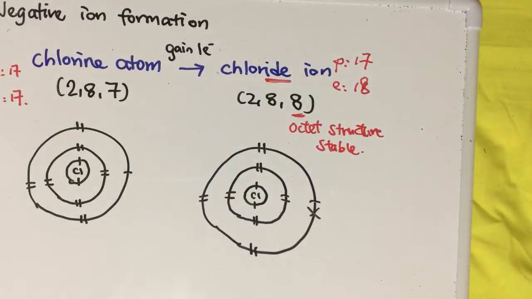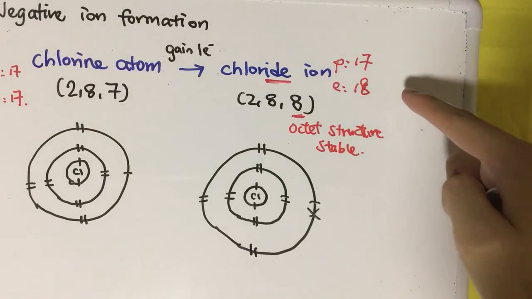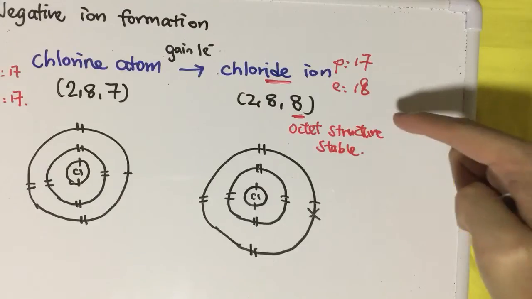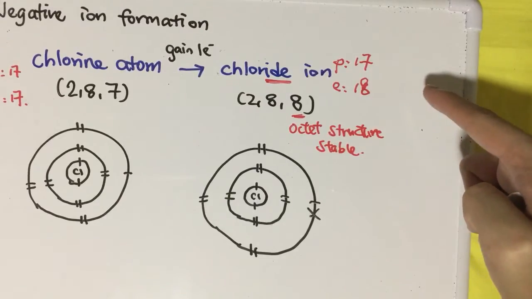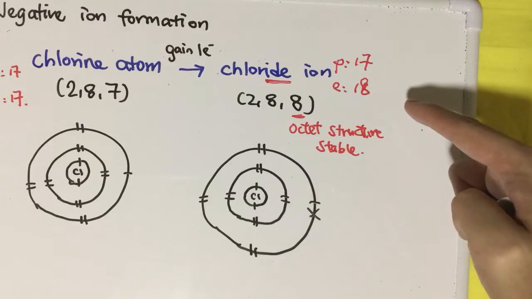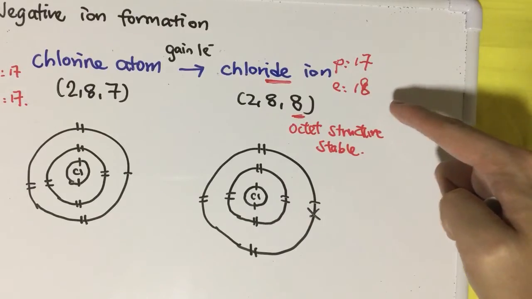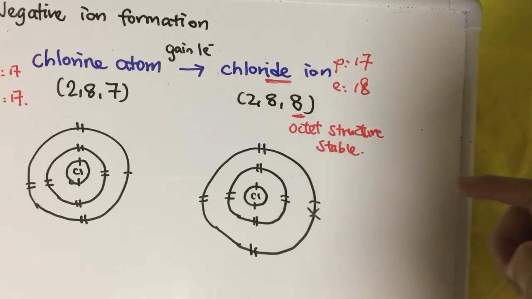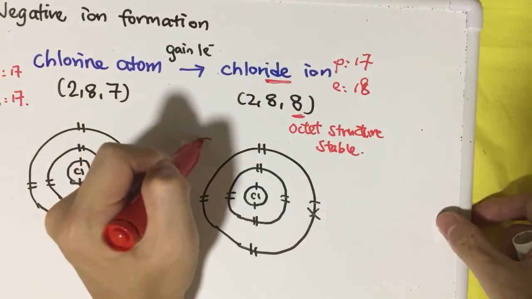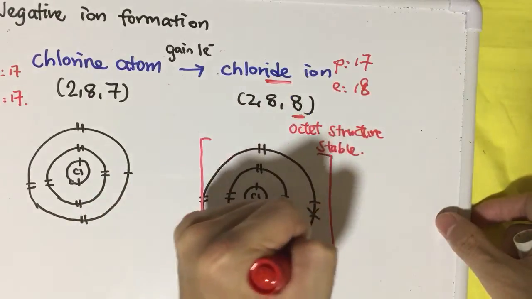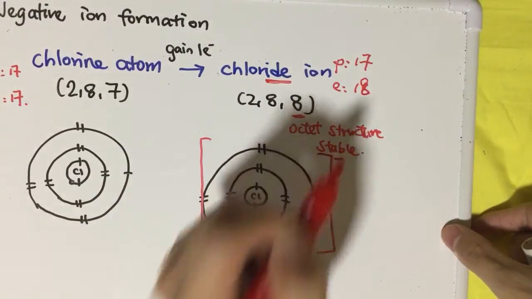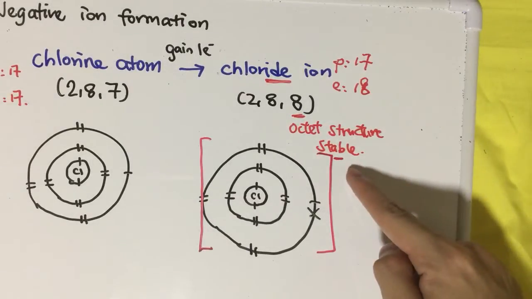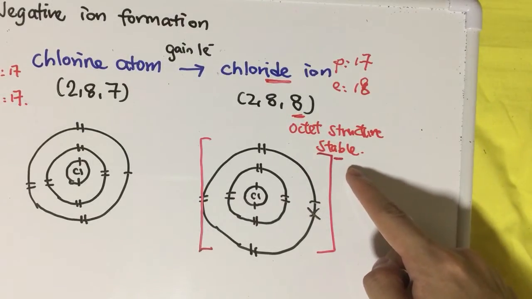After gaining 1 electron, protons carry positive and electrons carry negative. Because the number of electrons is more than the number of protons, the chloride ion carries a negative charge, -1. So for the electron arrangement of the chloride ion, we have to show that it carries 1 negative charge. We use the square bracket here and write down a minus on the top right hand corner. The minus here means 1 minus, so we omit the 1. If it is 2 minus, then you have to write down 2.